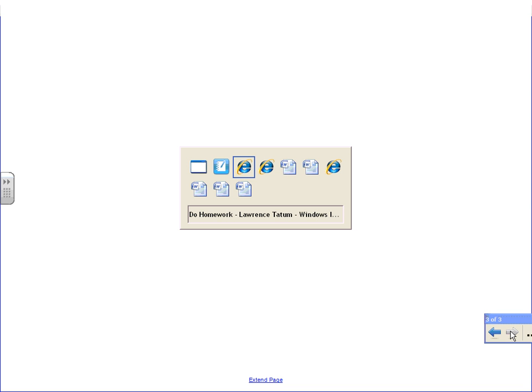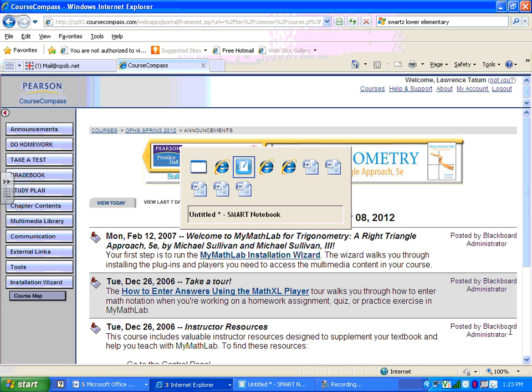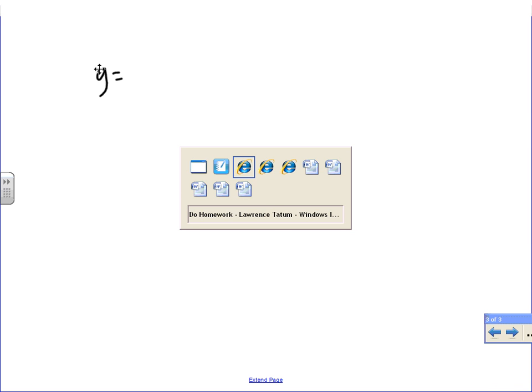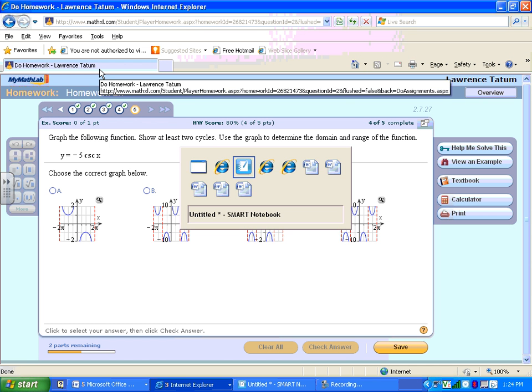Okay, so what we're actually going to do is I'm going to try this one from our software here. All right, so notice this one's got y equals -5 cosecant x. All right, let's take this one and let's see if we can graph that. Y equals, darn, I forgot what it was. All right, -5 cosecant x.